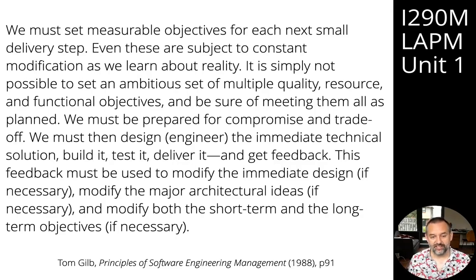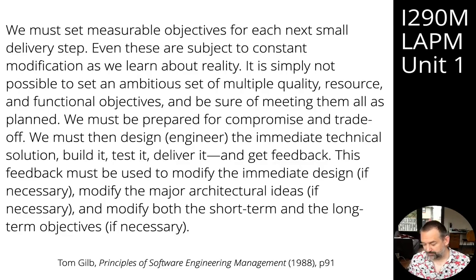We must then design or engineer the immediate technical solution, build, test it, deliver it, and get feedback. So this is Royce's idea that we have to go through the process twice. This feedback must be used to modify the immediate design if necessary, modify the major architectural ideas if necessary, and modify both the short-term and the long-term objectives if necessary. So already in 1988, Principles of Software Engineering Management, we talk about how we have to take an iterative approach to software development. And Tom Gilb's book was one of many books that discussed what was called lightweight approaches to software delivery, where we take this iterative approach.